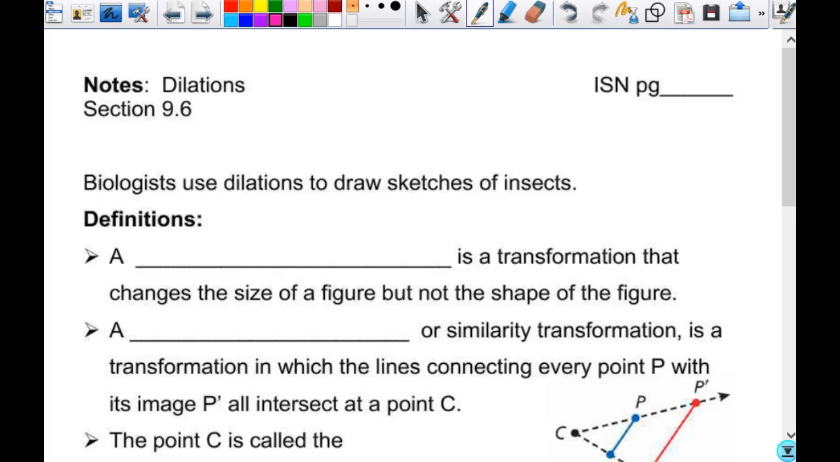Going on 112 when we're done. We have talked about some transformations already: reflections, translations, rotations. Then we looked at symmetry and how it all played into symmetry. Then we looked at how all that worked on the coordinate plane.